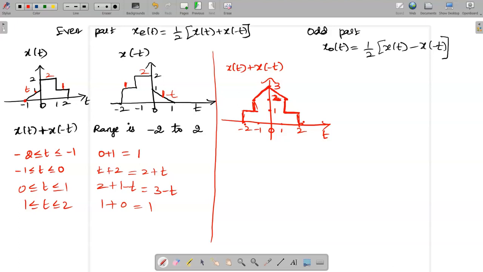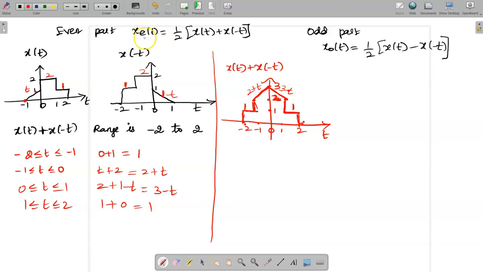While seeing the diagram itself, whatever you have on the right side, the replica will be there on the left side, for your even signal. So what is the value? This is 1 for minus 2 to minus 1. For minus 1 to 0, this value is 2 and it is increasing, so 2 plus t. For 0 to 1, it is starting from 3 and it is decreasing, so it is 3 minus t, and here it is a constant value, which is 1.